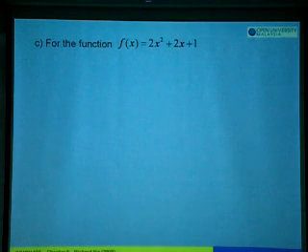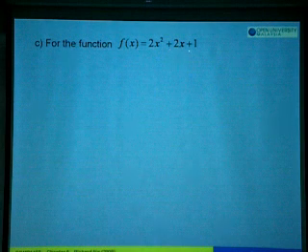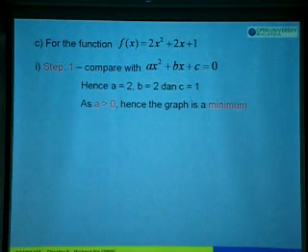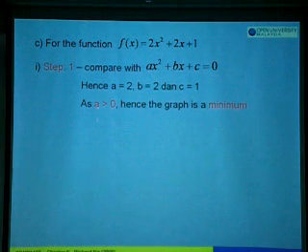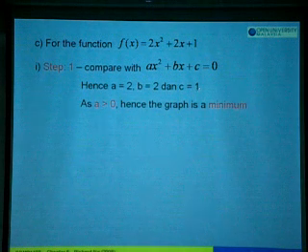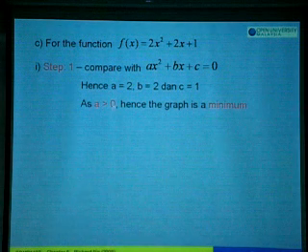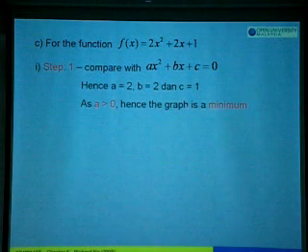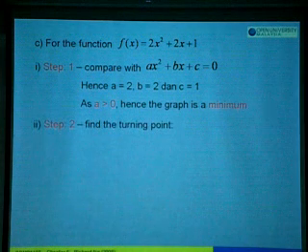Okay? Next example, for the function f(x) equals 2x squared plus 2x plus 1. Again, compare with ax squared plus bx plus c equals 0. A will be 2, b will be 2, and c is equal to 1. So since a is equal to 2, that is greater than 0, we say that this graph is a minimum graph. Okay? So that is step number 1.